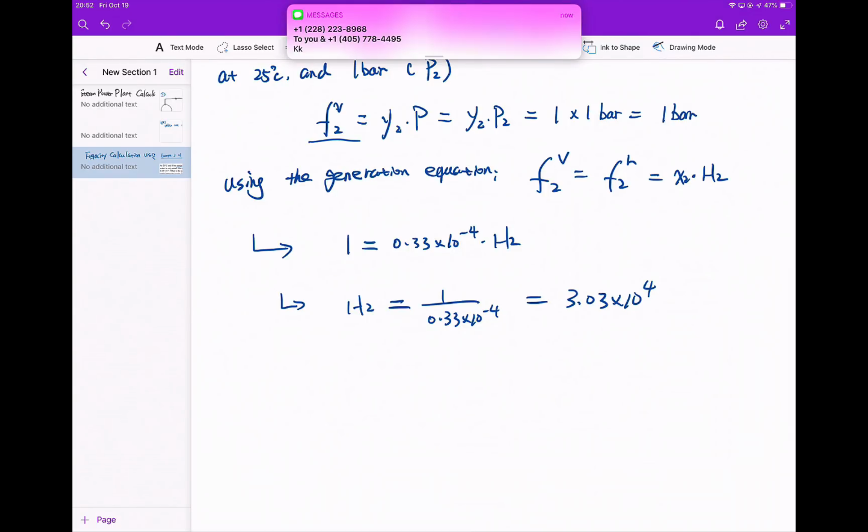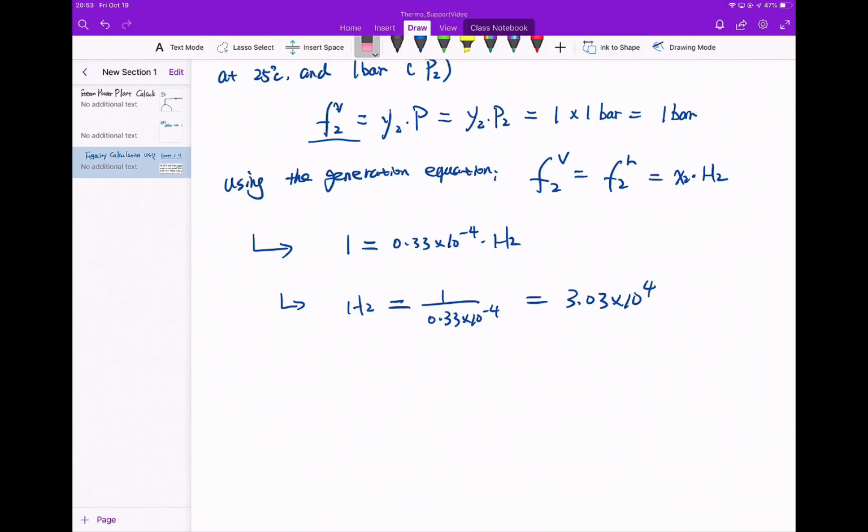So now we are going to have the pressure change. Pressure is 35 bar. H2 stays the same. Okay. How about the vapor?